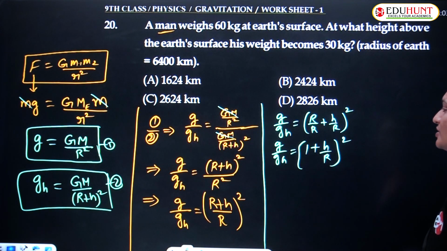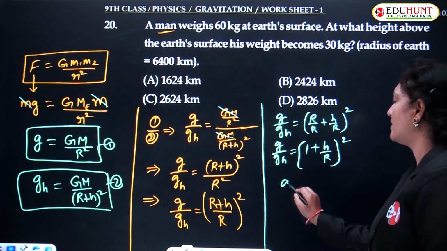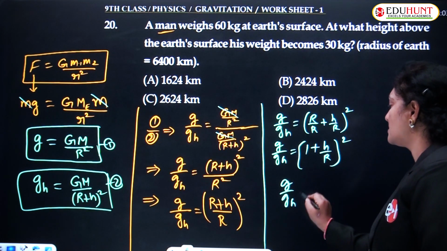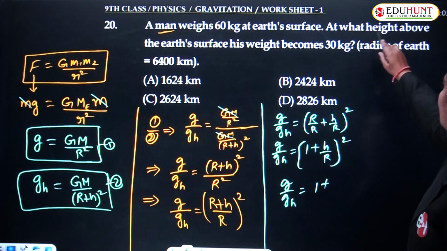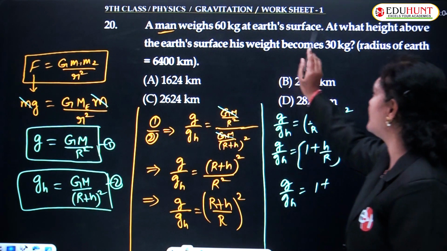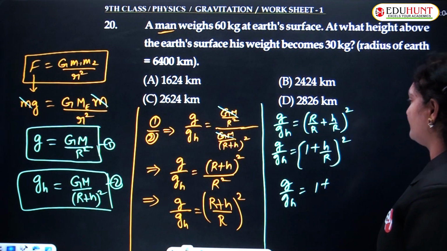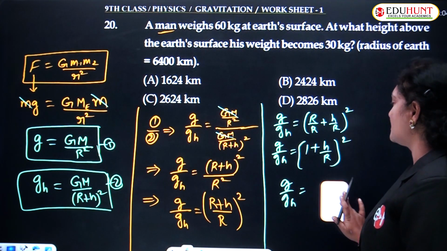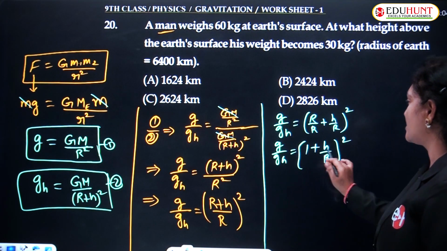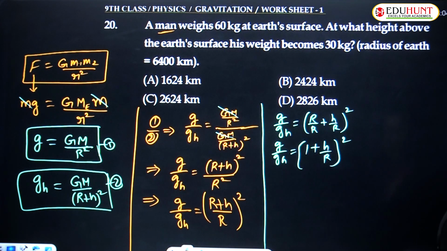Okay, so what is the value of g upon g_h, children? It is equal to (1 + h/R)², or g/g_h is equal to 1 plus... at what height above the earth's surface is the weight taken? Based on that, let us calculate h. We have to find out h.